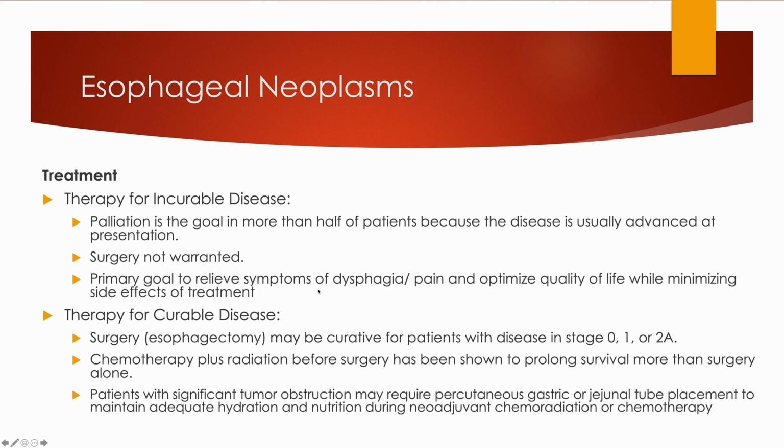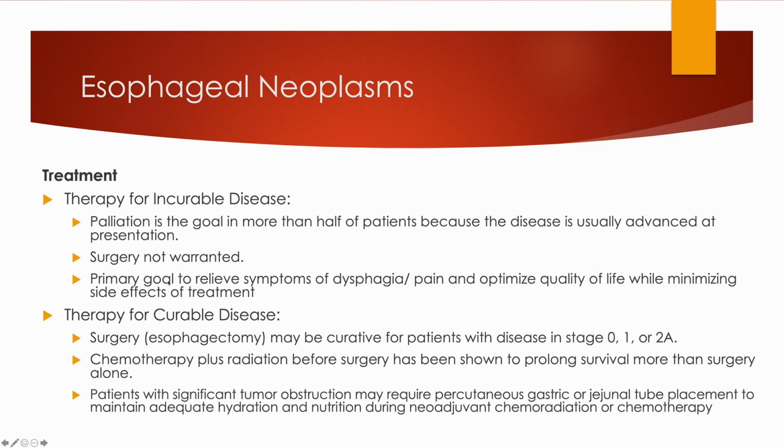Therapy or treatment, really you have to decide whether there is curable or incurable disease. We use the staging system to help determine this. For disease that is stage 0, 1, or 2A, can have surgery plus or minus chemoradiation, and those that have pretty significant tumor obstruction will require this kind of palliative effort to help them while the tumor is shrinking, so they'll have to get like a gastric or a J-tube.